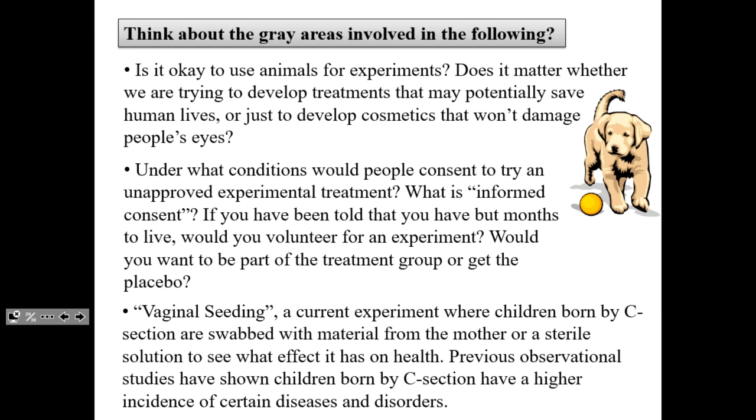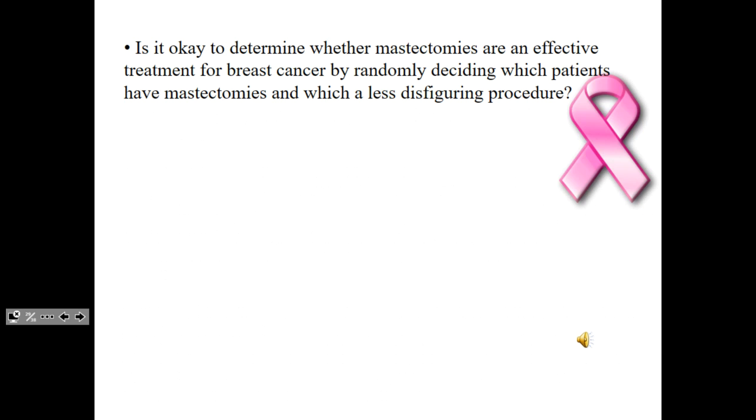What if it's okay to find out? Can we determine if mastectomies are effective for treating breast cancer by randomly deciding who gets a mastectomy and who gets something less disfiguring? Talking about random assignment, some people might say if you're going to randomly assign people to that, that would be wrong. They should only assign the people with the least dangerous cancer. But if it's the least dangerous cancer, it was the least dangerous cancer. That's a tough thing.